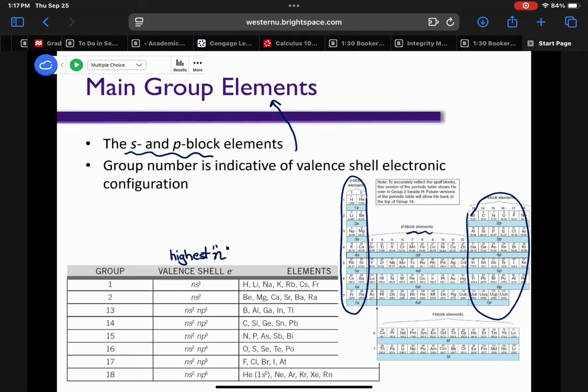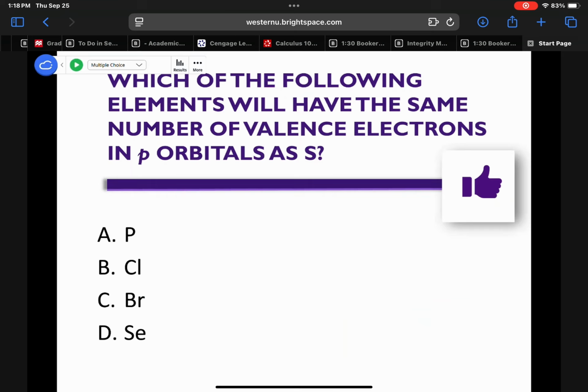Now, if we're talking about the D block elements, the transition metal elements, what's valence isn't strictly defined by the highest principal quantum number. Those d electrons are sometimes considered valence electrons and can participate in bonding. But for the main group, it's the highest principal quantum number.